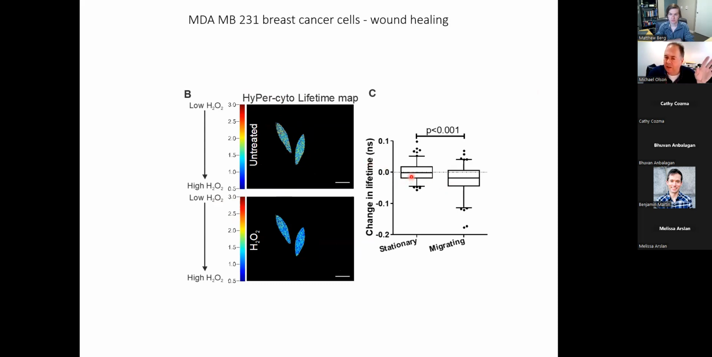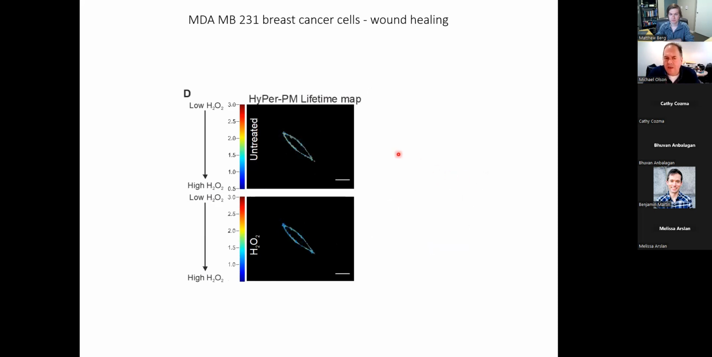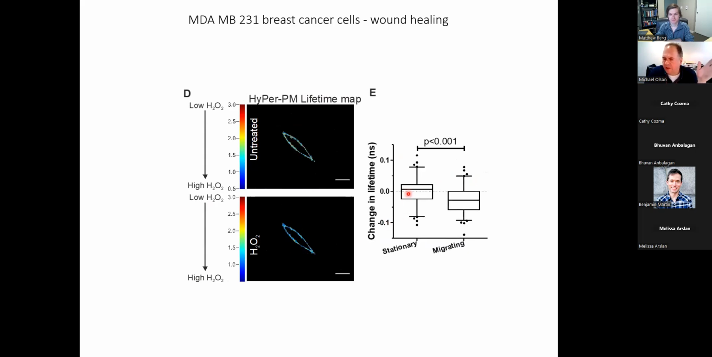And then when we just compare cells that were stationary versus those that are migrating, it's not a huge drop in absolute terms, but it's a significant drop in the migrating cells, which indicates there are significantly higher levels of hydrogen peroxide in the migrating cells relative to stationary cells. We made another probe where we anchored the HyPer to the plasma membrane because we had an idea that maybe most of the hydrogen peroxide generation was actually happening at the plasma membrane. You can see again, hydrogen peroxide causes a shift in the color from slightly warmer to colder. And it's a similar thing comparing stationary to migrating cells: again, there is significantly more hydrogen peroxide in migrating cells right at the plasma membrane.